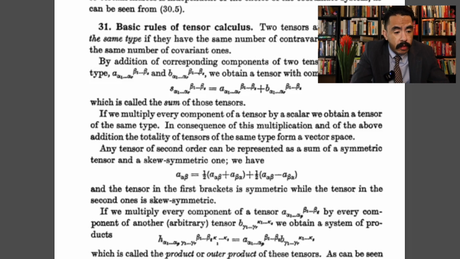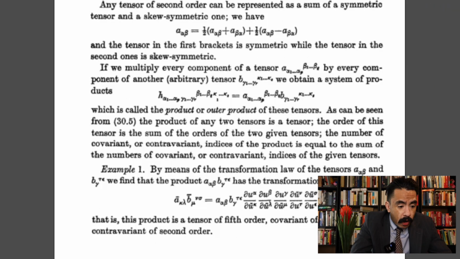Again, this is all with the summation notation introduced previously in section 27, and this product is called the product or outer product of these tensors. As can be seen from the transformations for a mixed tensor, the product of any two tensors is a tensor. The order of this tensor is the sum of the orders of the two given tensors. The number of covariant or contravariant indices of the product is equal to the sum of the numbers of covariant or contravariant indices of the given tensors.